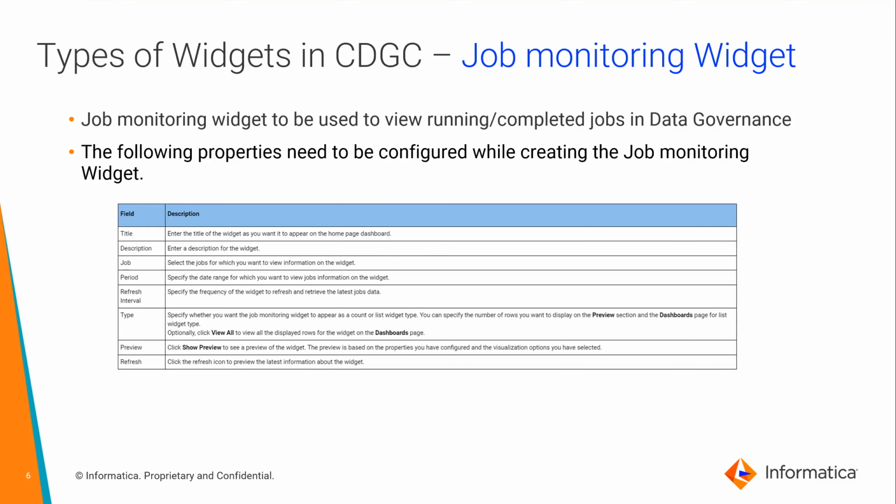The next widget that we would be looking into today is going to be the job monitoring widget. So the job monitoring widget can be used to display running or completed jobs in data governance catalog. Below again is the list of properties that need to be configured while creating the job monitoring widget.